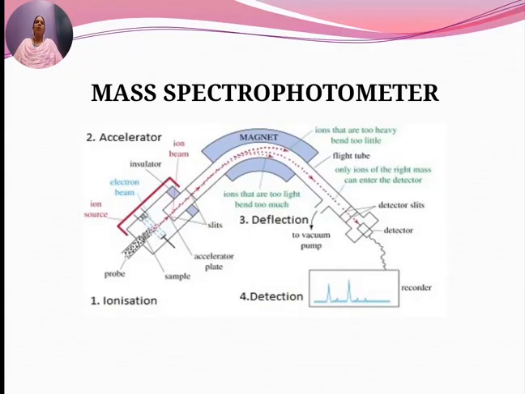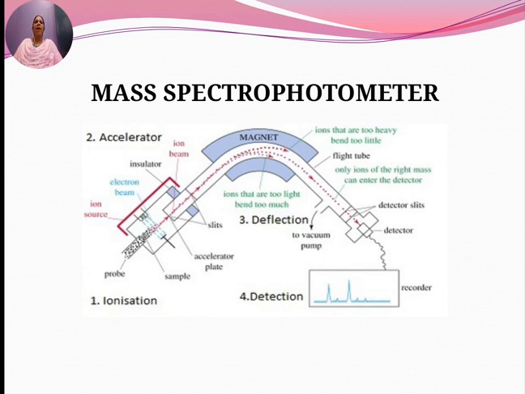So this is the basic schematic diagram of a mass spectrometer. The first stage is the ionization stage. You can see in the figure, the first stage is ionization, where you have an ion source. I am going to discuss in detail about this ionization source and the ionization process.